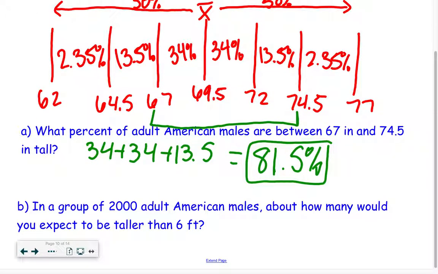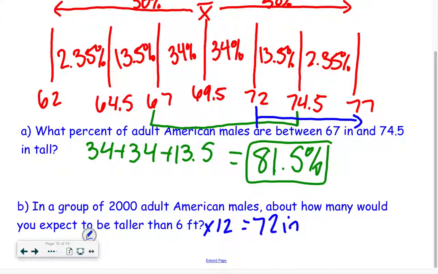B says, in a group of 2,000 adult males, about how many would you expect to be taller than 6 feet? Well, first I gotta figure out what 6 feet is. How do I figure out what 6 feet is? Times 12. What's 6 times 12? 72. So I'm at 72 inches. Okay. So I want to be taller than 72. So from 72 on.